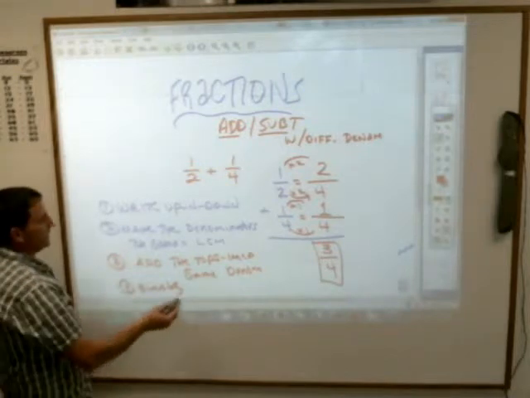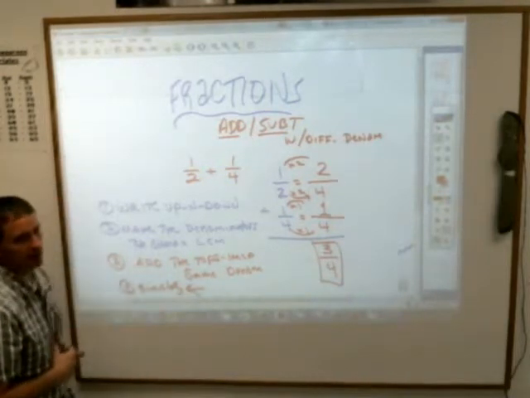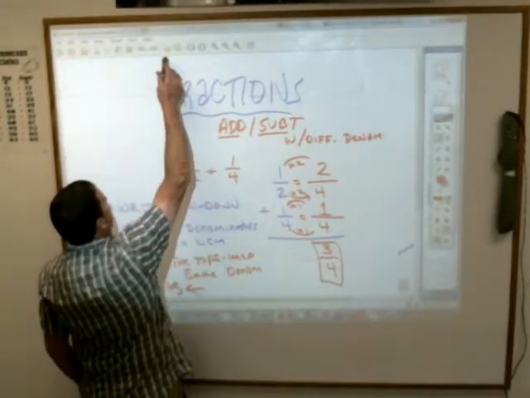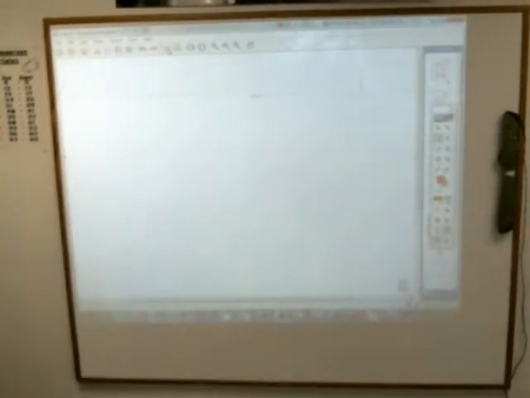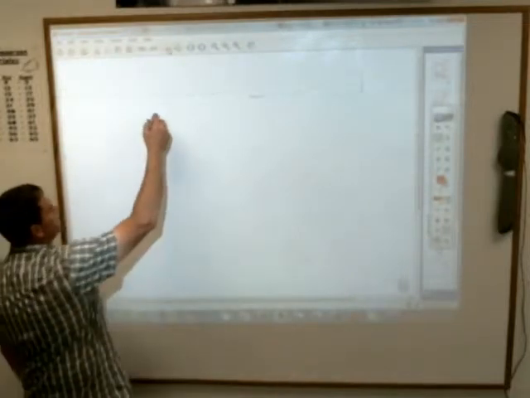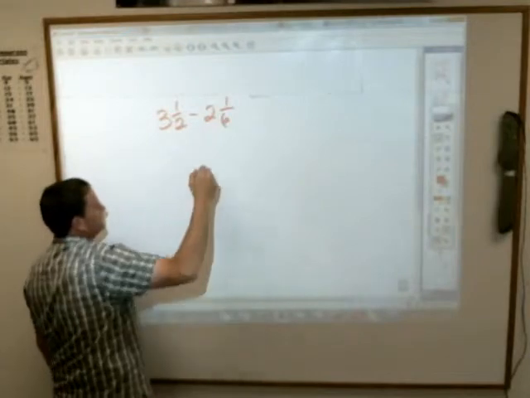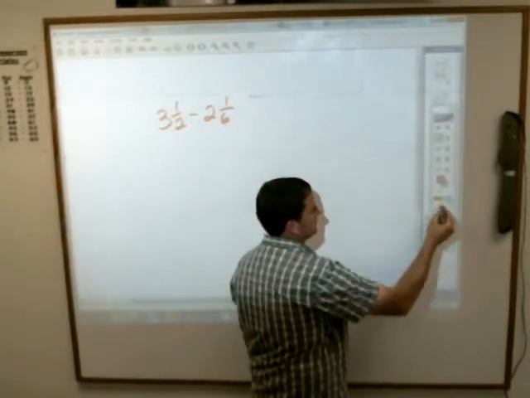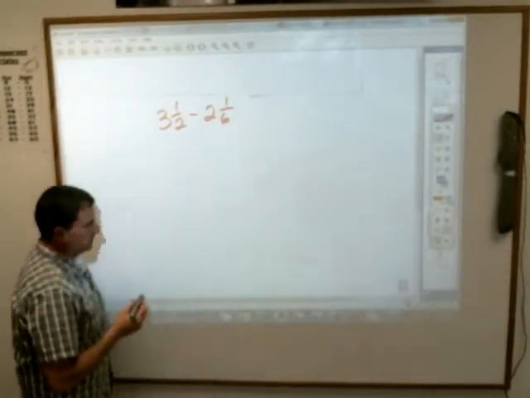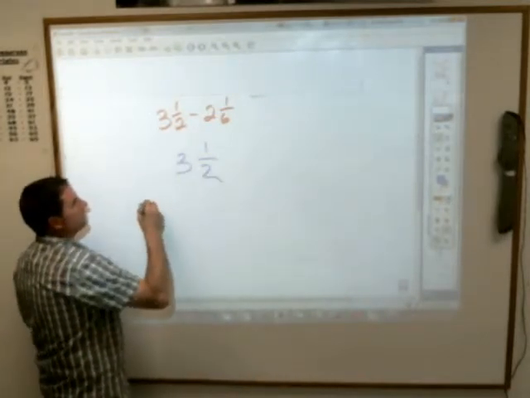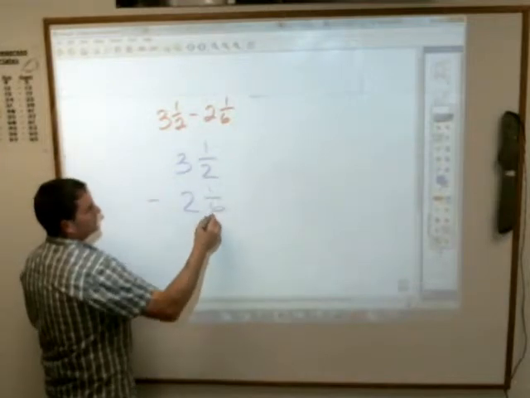Step 4 says simplify. That means reduce, or do whatever we have to do to make it the simplest fraction. Let's try another one, just to give it to you from start to finish here. Let's say you have 3 1/2 minus 2 1/6. It's not going to be too terribly difficult here. First thing I do is write it up and down: 3 1/2 minus 2 1/6.